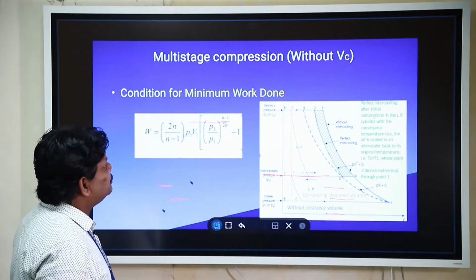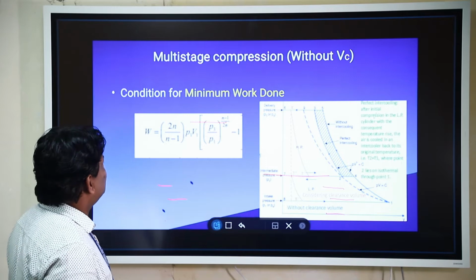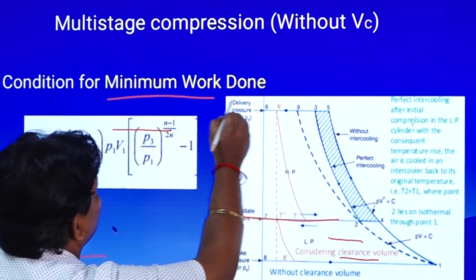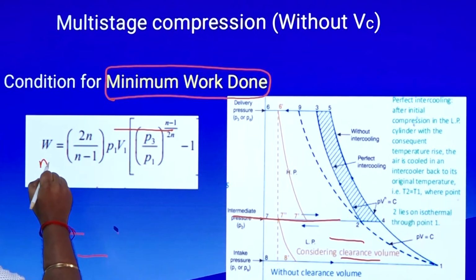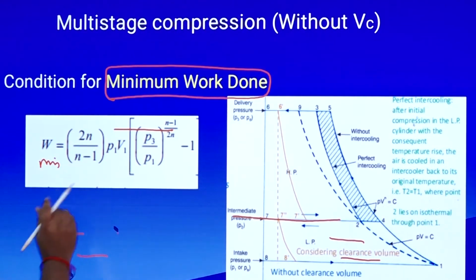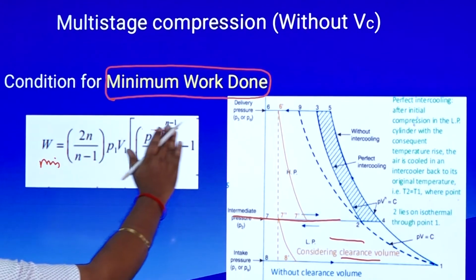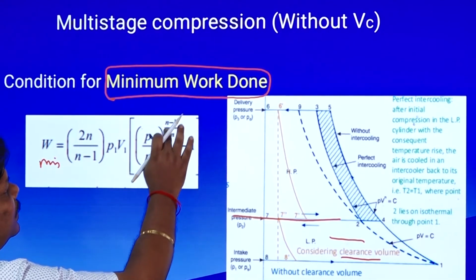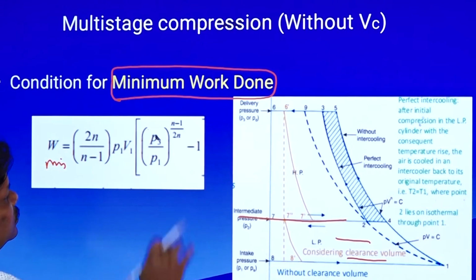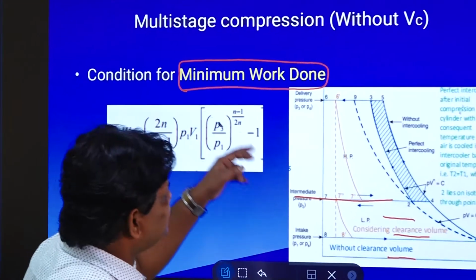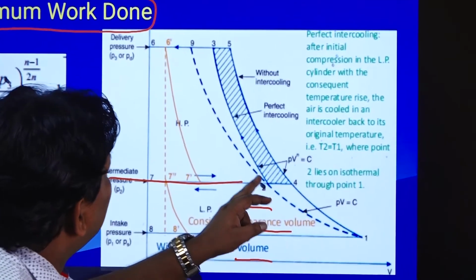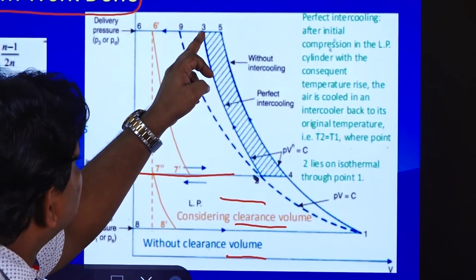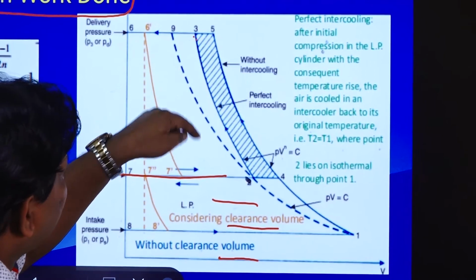Compression without clearance volume. This is the condition for minimum work done. So W for minimum work done is 2n by n minus 1 into P1 V1, P3 by P1 whole power n minus 1 by 2n, minus 1. For this multi-stage compression, you can see here it is 1 to 2, then 2 to 3, then 3 to 4, and it goes on.